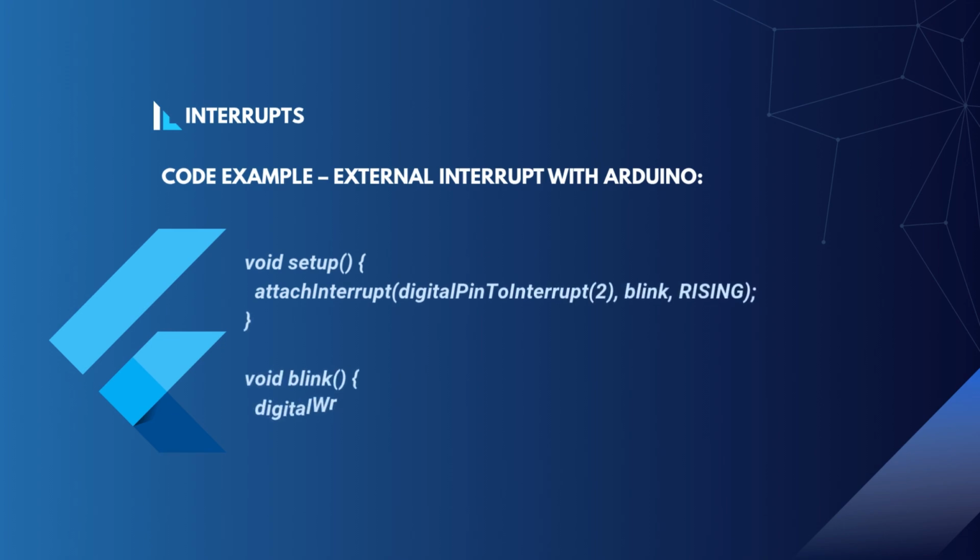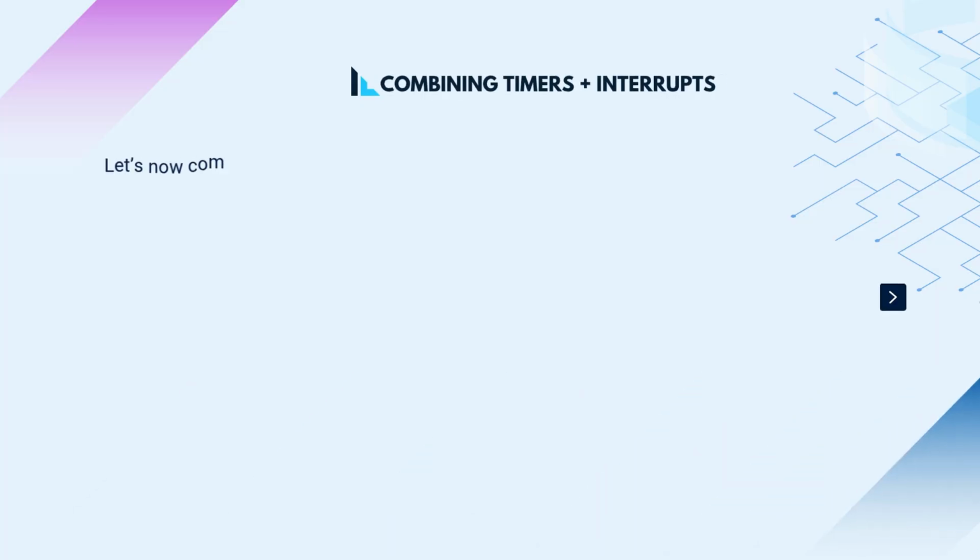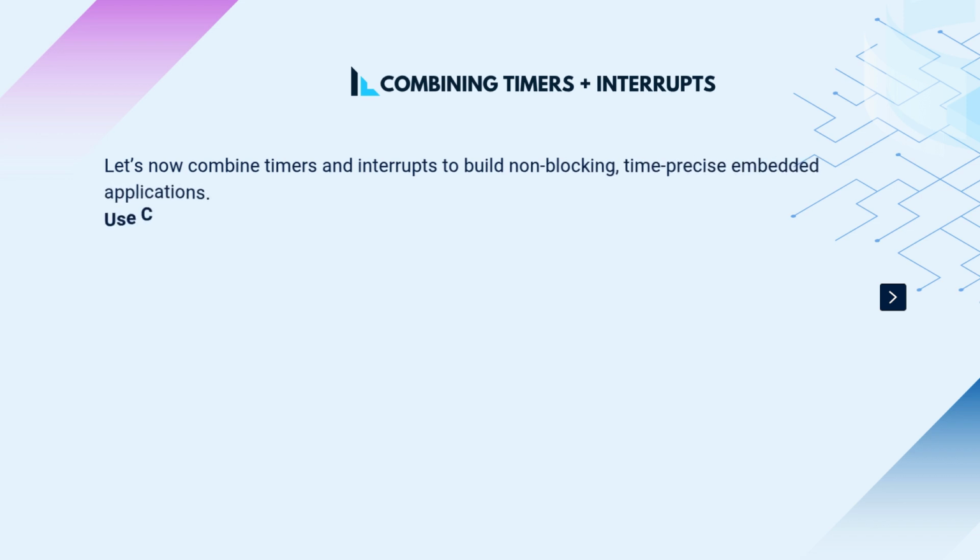For example, pressing a button on pin 2 can be configured as an external interrupt. Instead of checking the button status inside the loop, the microcontroller will only react when the button is pressed, saving CPU time. Here's where things get exciting, combining timers and interrupts together. This is the preferred method to create precise periodic tasks without blocking the CPU.